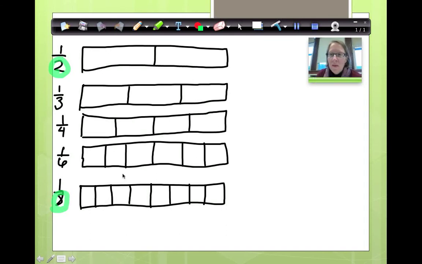Well, the larger number on the bottom has the smallest pieces because that says how many pieces or partitions we cut the fraction strip into. I only cut it into 2 pieces, so they're going to be larger pieces. But this one I had to cut into 8 pieces, so each piece gets a little smaller, doesn't it?